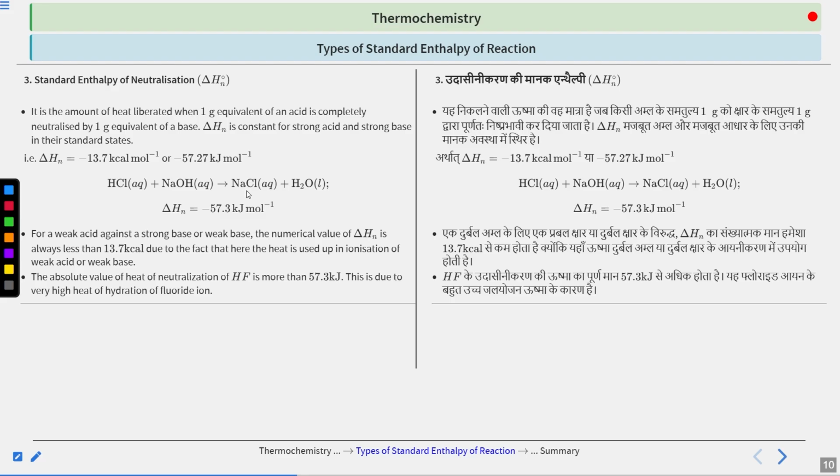Now the absolute value for HF is more than 57.3 kilojoule. This is due to the very high heat of hydration of the fluoride ion. Okay, because most of the fluoride ion is being hydrated and that releases energy. So it is more than this 57.3 kilojoule per mole value. Okay. Now moving on further.